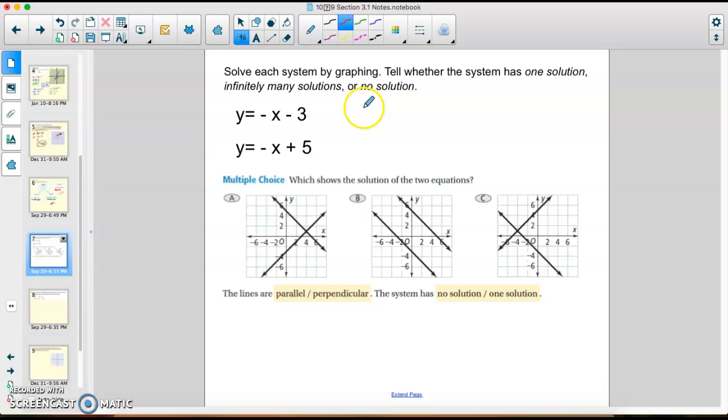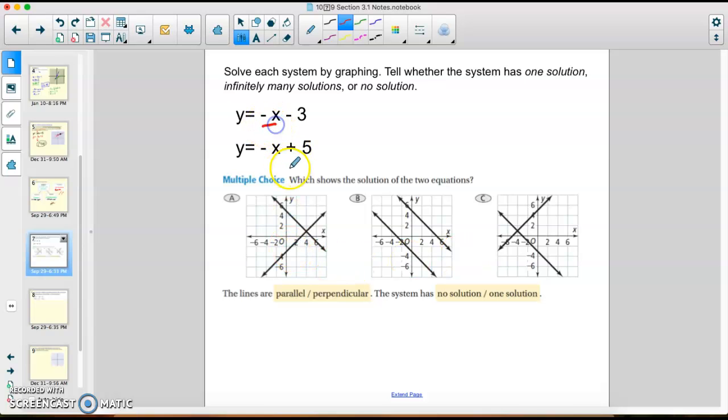All right, so solve each system by graphing. Tell whether the solution has one solution, infinitely many, or no solution. Okay, so we're just going to think about this here. For this one, our y-intercept is at -3. So already this one's out, right? Because it doesn't intersect at negative. Oh wait, yes it does. I'm so sorry. Undo. Okay, so this one, they all cross at -3.